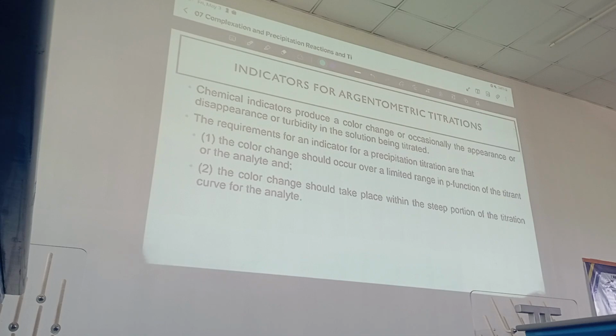Chemical indicators usually produce a color change or occasionally the appearance or disappearance of turbidity in the solution being titrated.